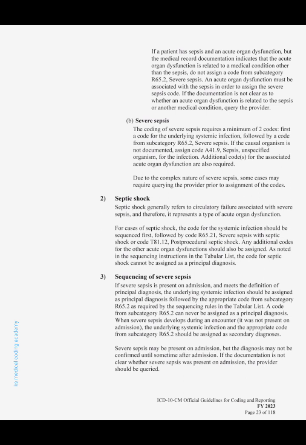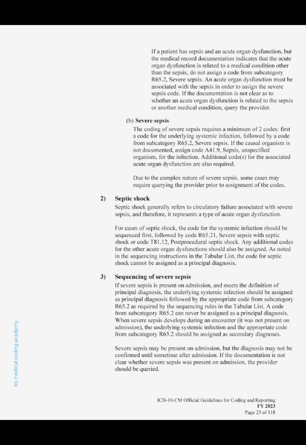2. Septic shock. Septic shock generally refers to circulatory failure associated with severe sepsis, and therefore, it represents a type of acute organ dysfunction. For cases of septic shock, the code for the systemic infection should be sequenced first, followed by code R65.21, severe sepsis with septic shock, or code T81.12, post-procedural septic shock. Any additional codes for the other acute organ dysfunctions should also be assigned. As noted in the sequencing instructions in the tabular list, the code for septic shock cannot be assigned as a principal diagnosis.